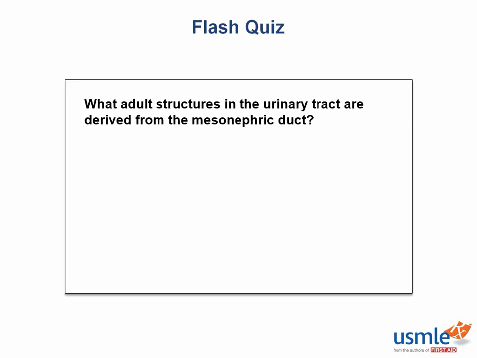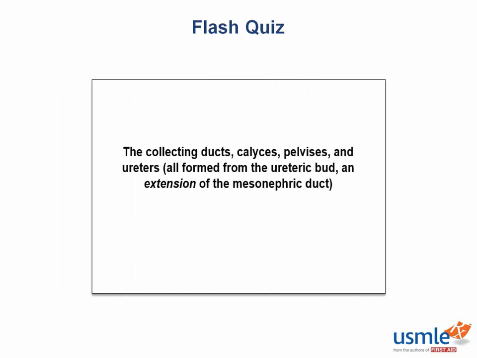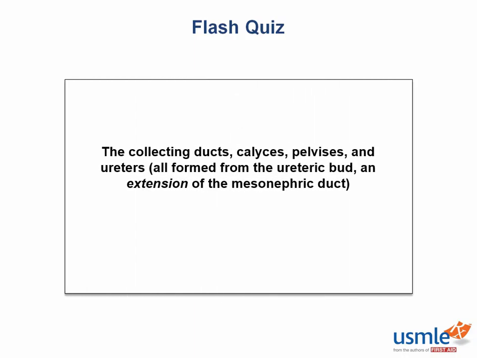Time for a flash quiz. What adult structures in the urinary tract are derived from the mesonephric duct? Answer: the collecting ducts, calyces, pelvises, and ureters, which are all formed from the ureteric bud, which is an extension of the mesonephric duct.